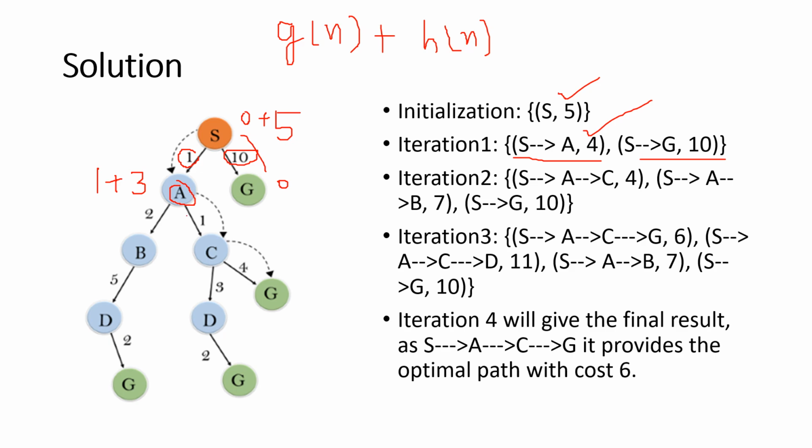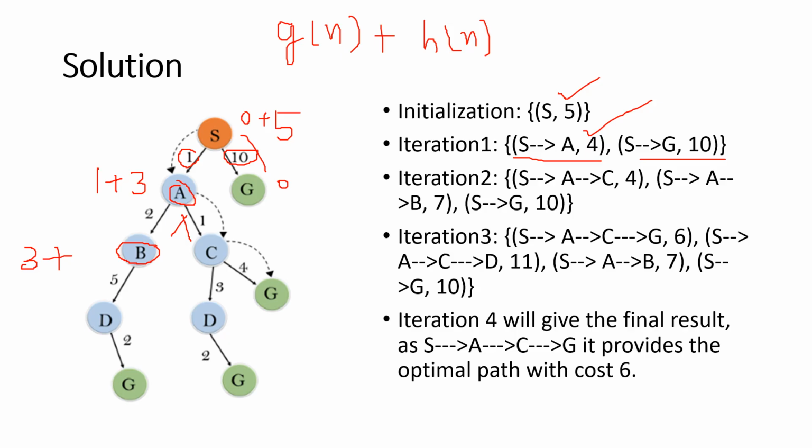Node A has two neighbors, B and C. When we are considering B, g of n means the cost from the starting node to B. Starting node to A is 1, then A to B is 2. So total there is 1 plus 2, that is 3. So g of n will be 3.